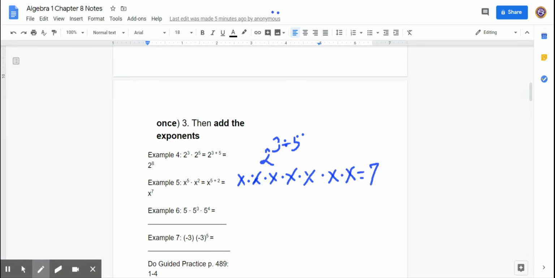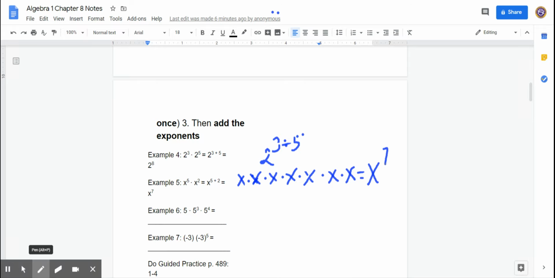So instead of writing it all out like this, we know there's a shortcut. All we have to do is add the exponents. 5 x's from the first product, and then 2 x's from the second. X to the 7th. Okay? X to the 7th. There are 7 x's. Example 6, 5 times 5 cubed times 5 to the 4th.